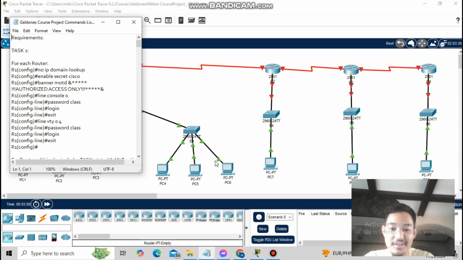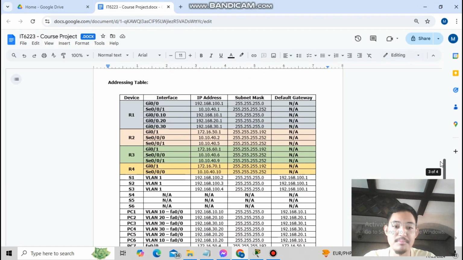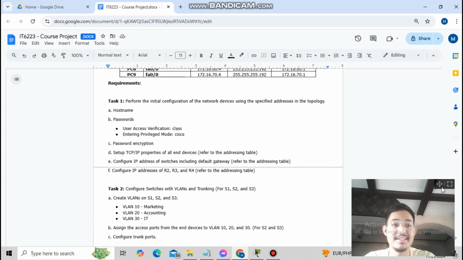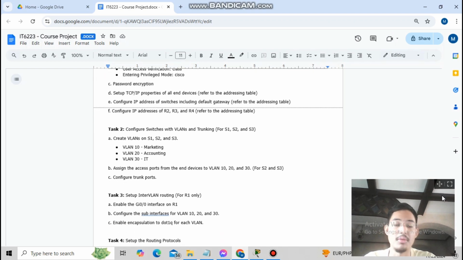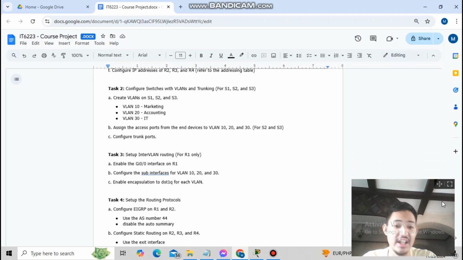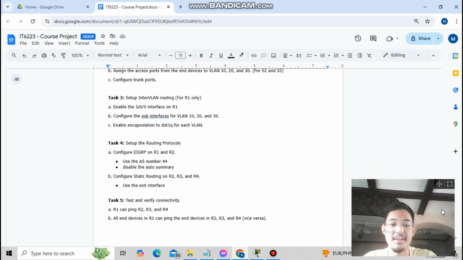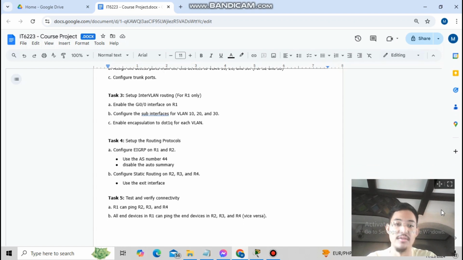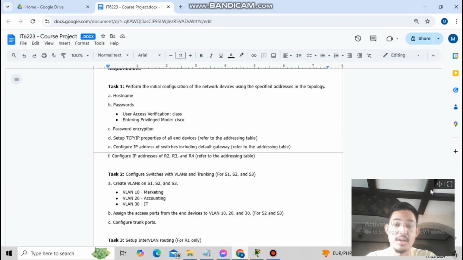So over here is a list of commands that were designed, or that I tallied, based on the tasks given in the course project. Number one is performing the initial configuration. Number two is configuring the switches with VLANs and trunking. Number three is for inter-VLAN routing. Number four is the various routing protocols. And number five is testing and verifying connectivity. So, without further ado, let's get into it.